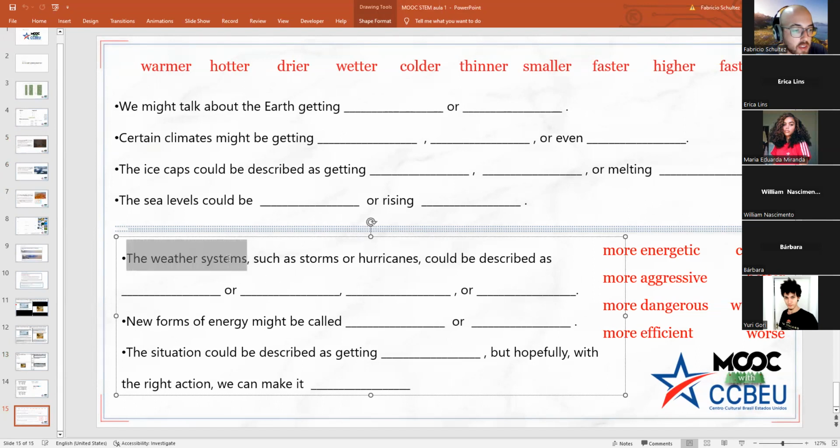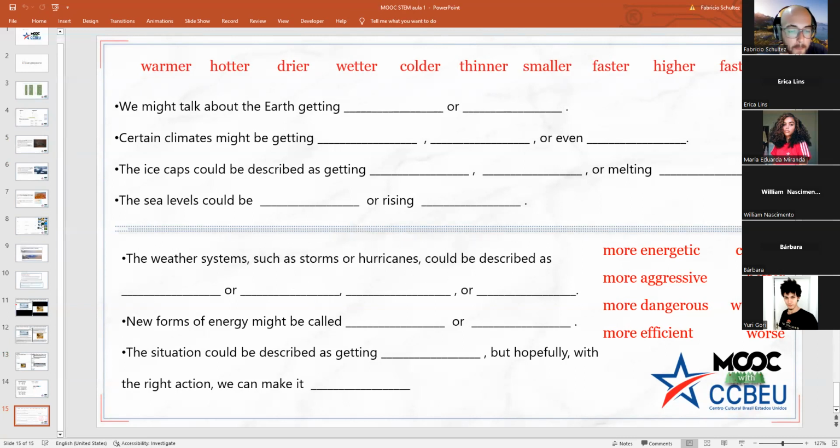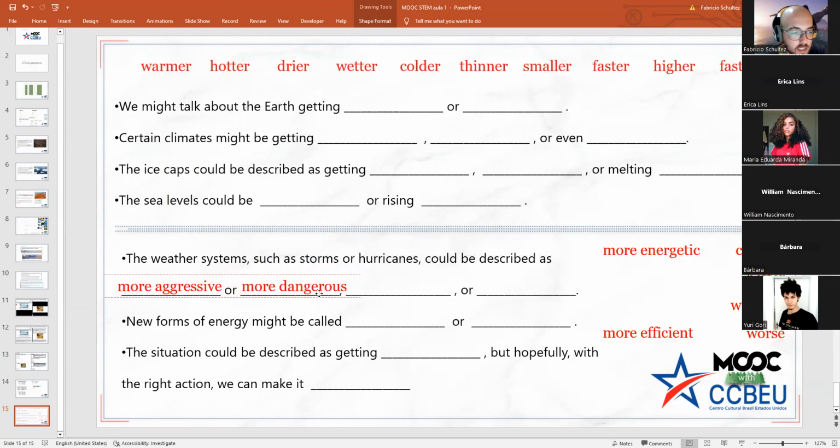Okay. Look, the weather systems, such as storms and hurricanes, could be described as what? It's a lot of adjectives, huh? Tell me, people. Tell me. What is the answer? Ah, nobody? Vocês estão tentando fazer agora, né? Ah, okay, so more aggressive and more dangerous. Okay, more aggressive, more dangerous.